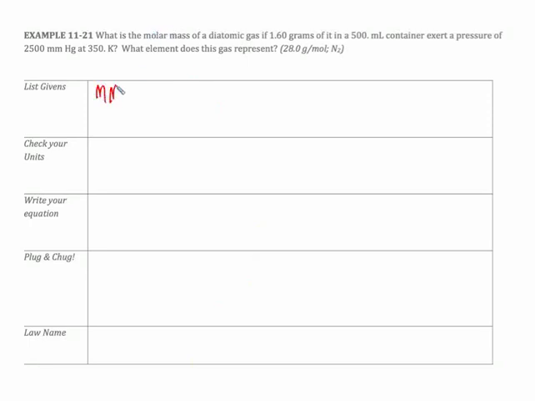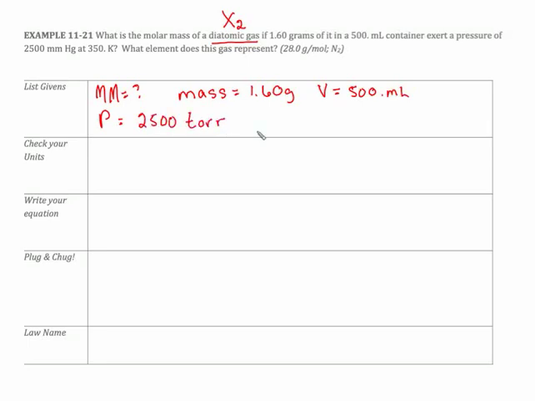What is my molar mass? So molar mass is my unknown. It tells me I have a diatomic gas, so it's some element with two of them. I have a mass equal to 1.60 grams, a volume equal to 500 milliliters, a pressure equal to 2,500. Now, a millimeter mercury is identical to a torr. There's no conversions for that. And a temperature equal to 350 Kelvin. Now, one of the ways you know this is PreAP is you're only given one of each variable. There's not two volumes or two temperatures or two pressures.